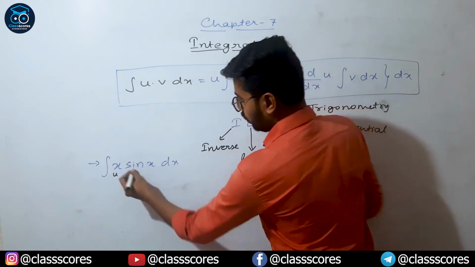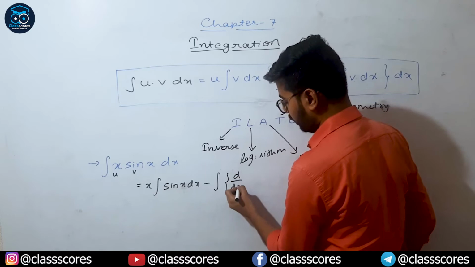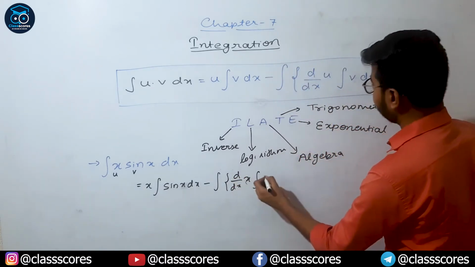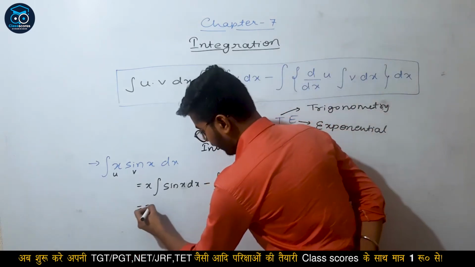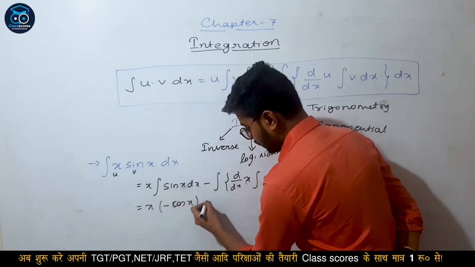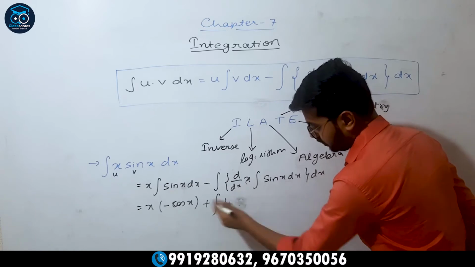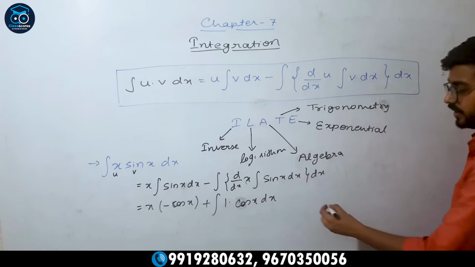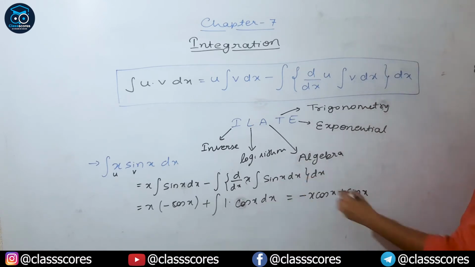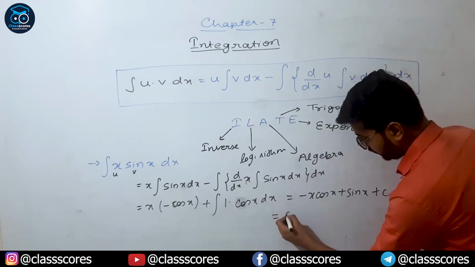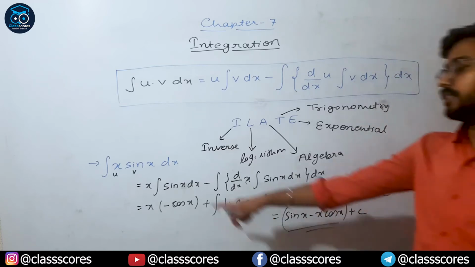So the integration is u, that is x, times the integration of v, that is sin x dx, minus the integration of d upon dx of u, that is x, times the integration of v, that is sin x dx, and it will be dx here. Now simplify this. The integration of sin x is minus cos x, minus the integration of, the differentiation of x is 1, the integration of sin x is minus cos x, so the minus comes out. Now simplifying, we get minus x cos x, and the integration of cos x is sin x. Here all the integration is complete, so our final answer is sin x minus x cos x plus c.